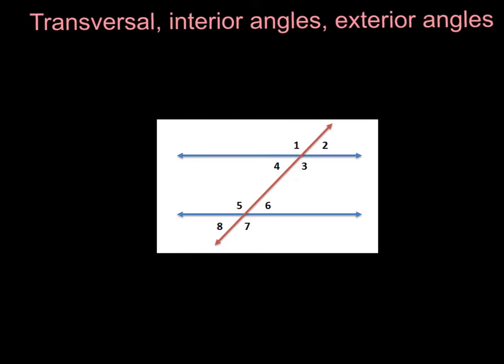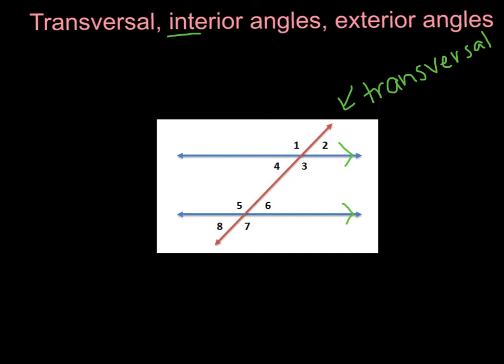So in this picture here, I have two parallel lines. These two blue lines here are parallel, and it's cut by a transversal. We call this line here, the red line, a transversal. That cuts through, and what that forms is 8 special angles that we're going to learn about. The 8 special angles are labeled 1, 2, 3, 4, 5, 6, 7, and 8. So the first ones we're going to talk about are interior and exterior angles.